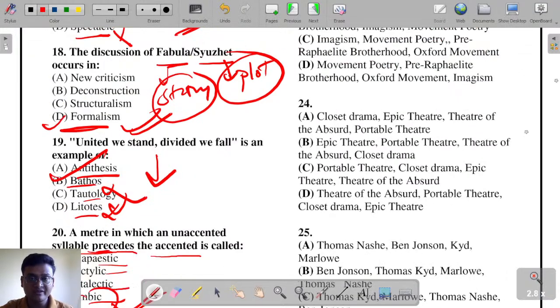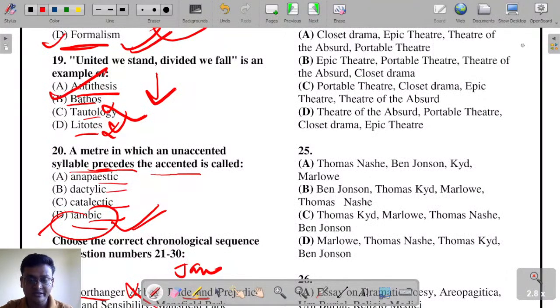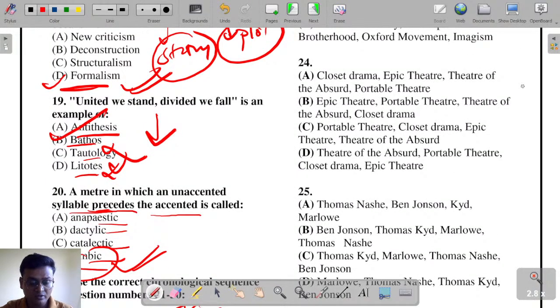Here project drama, epic theatre, theatre of the absurd, portable theatre. Now tell me 24. 24 is on the screen here. 24 again, it's a closed drama. It is not for acting. Epic theatre, theatre of the absurd, portable theatre. This one is the right answer.